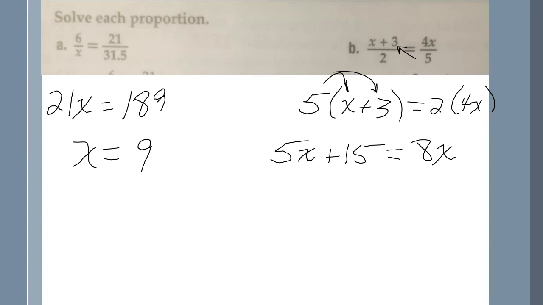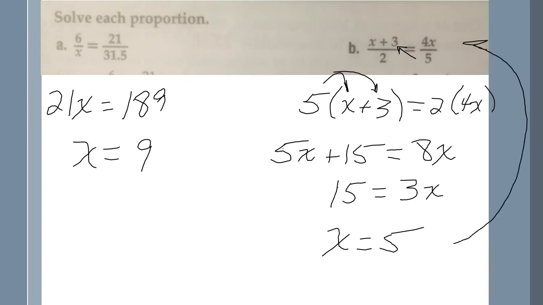So subtract 5x from each side. I got 15 is equal to 3x. Divide each side by 3. X equals 5. And you should plug it back in. 8 plus 3 divided by 2 is 4. 4 times 5 is 20, divided by 5 is 4. So it's equal on both sides when I plug this back in to my original equation.